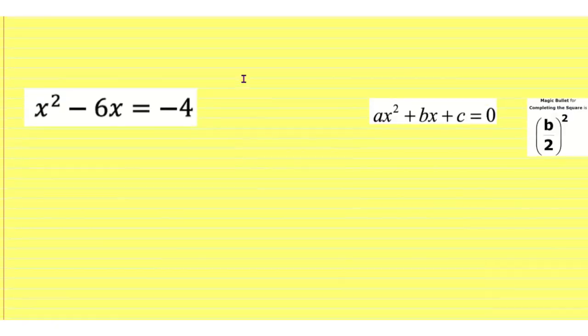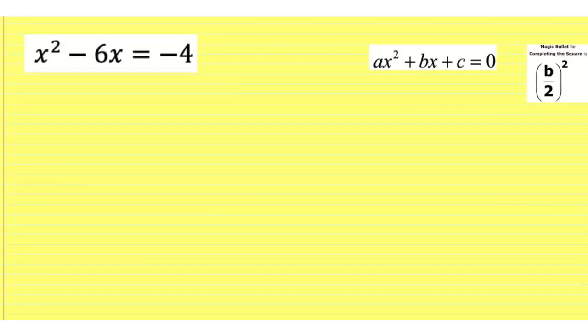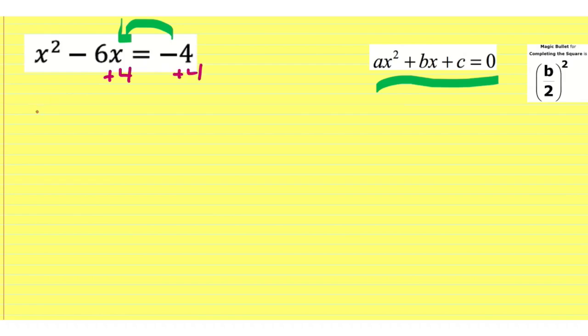Okay, our next problem is x squared minus 6x is equal to negative 4. And again, we need to make sure it is in standard form. So that means I'm going to move that negative 4 to the other side. I'm going to add it to both sides. So I'll do plus 4 and plus 4 and rewrite it as x squared minus 6x plus 4.